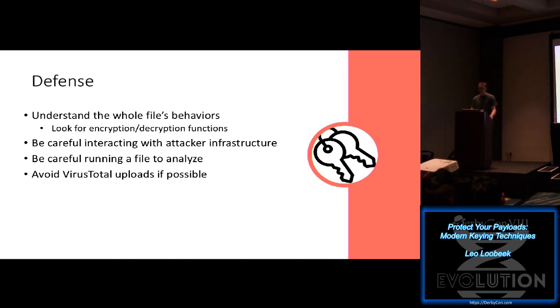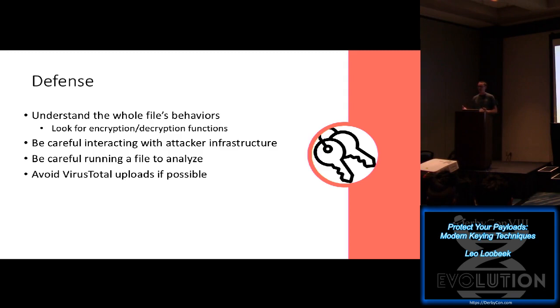So just some closing thoughts. On defense, I don't want to tell you guys what to do. You're definitely probably much smarter than I am on the defensive side, and I think some of these recommendations are probably elementary, but nonetheless, you definitely want to understand the whole file's behaviors. Maybe look for encryption and decryption functions. That might give you an idea that keying is being used.